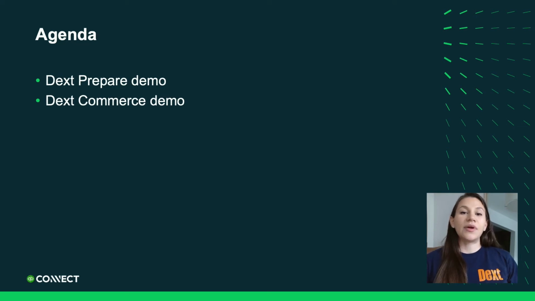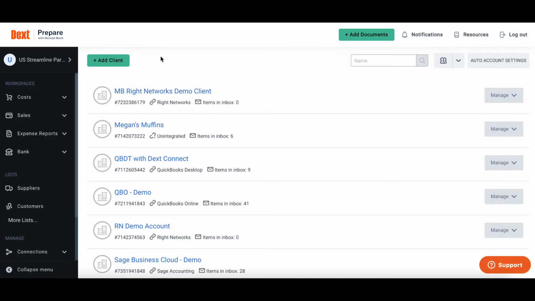So first, I'll be walking you through a demo of Dext Prepare, and then my colleague Steve Jacobs will walk you through Dexed Commerce. So Dext Prepare is a solution to help you collect receipts, invoices, and other source documents from your clients, and then automate the entry of those documents into QuickBooks.